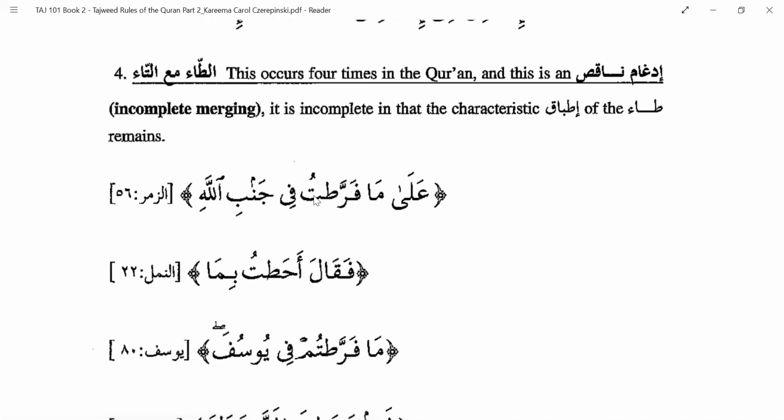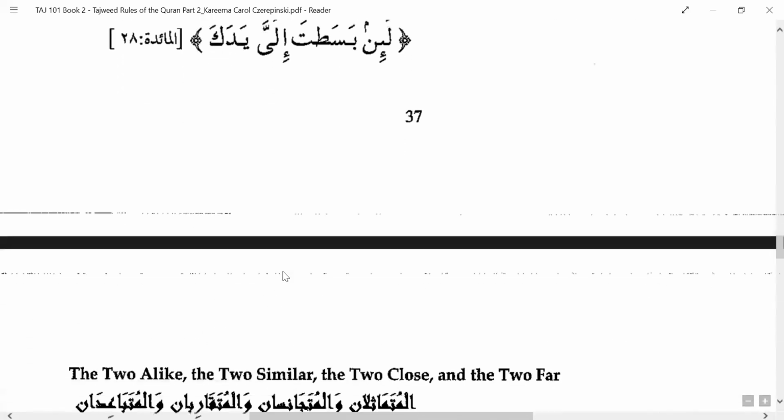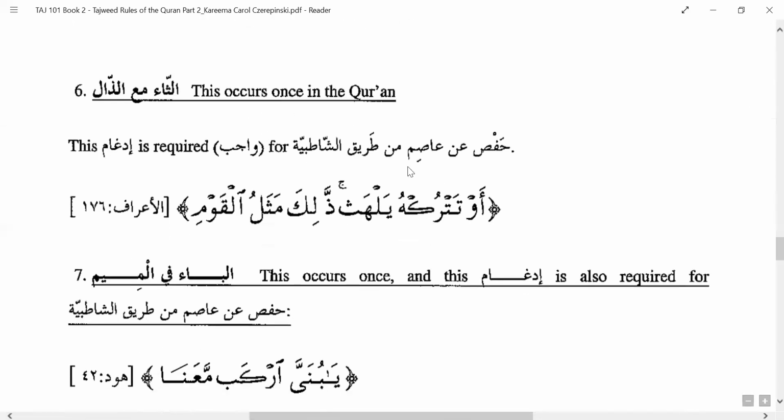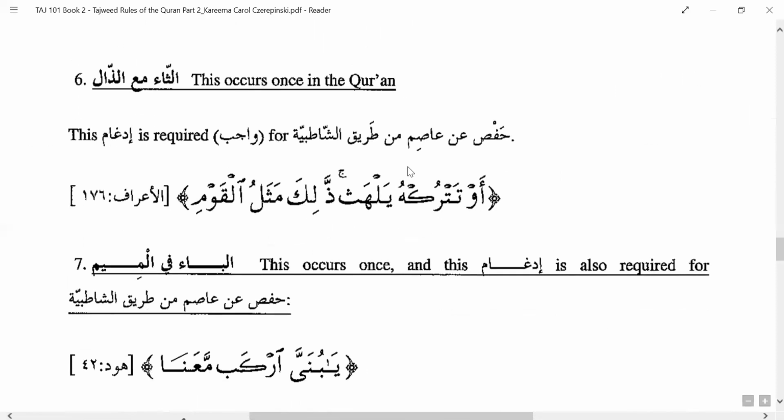على ما فرطت في جنب الله. Same here, أحطت. You will have some heaviness there. Then you have dal and dha. This is إذ ظلمتم. So you will directly come here and idgham it. And then the same thing, tha with dal. Again, they both have the same makhraj.